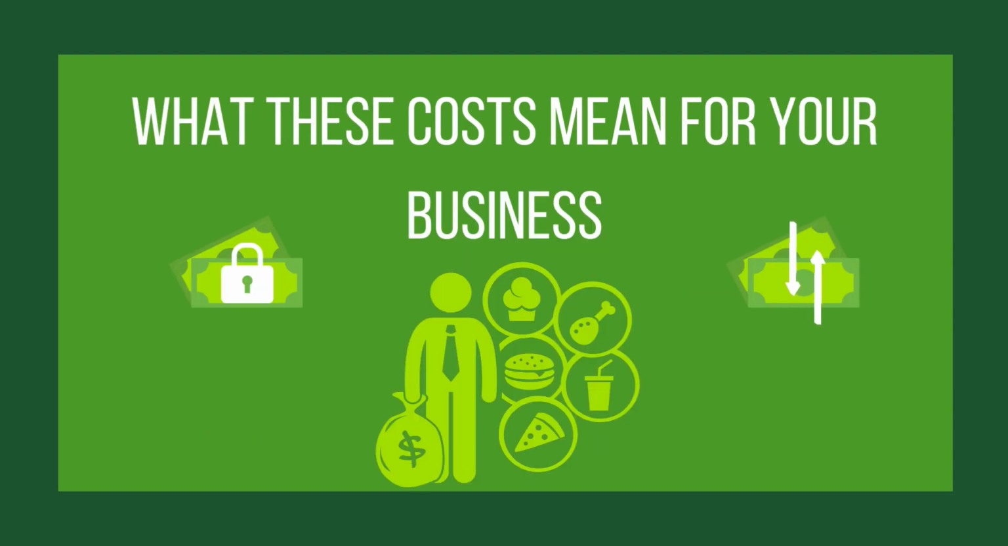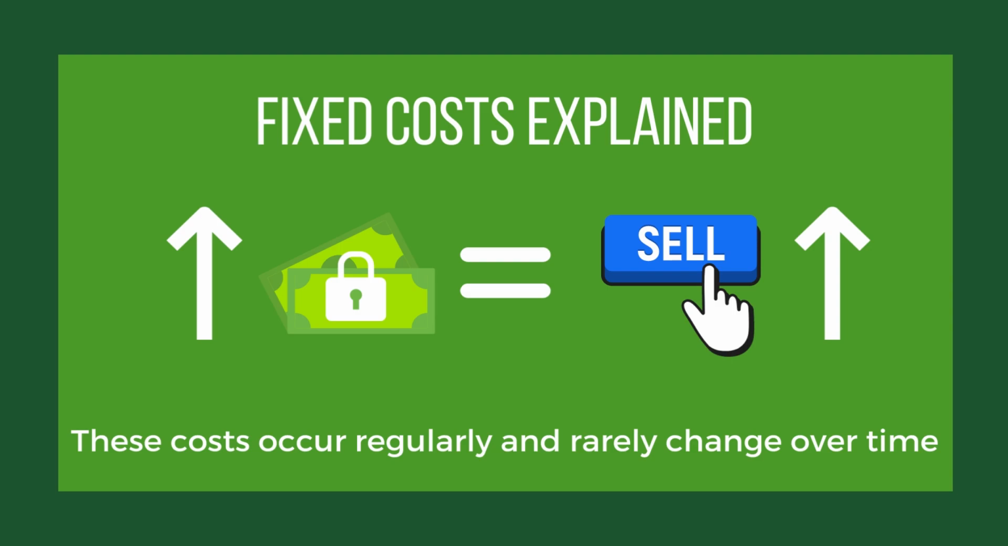Now that we understand the difference between fixed costs and variable costs, let's discuss what these costs mean for your business. The more fixed costs your company has, the more products you need to sell to break even, which means you need to work hard to produce and sell your products. This is because these costs occur regularly and rarely change over time.